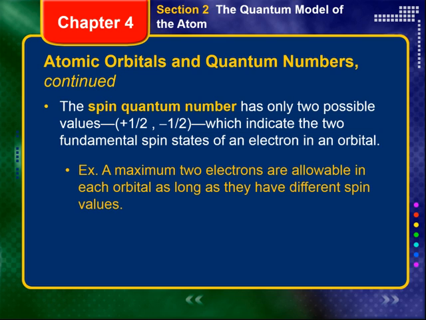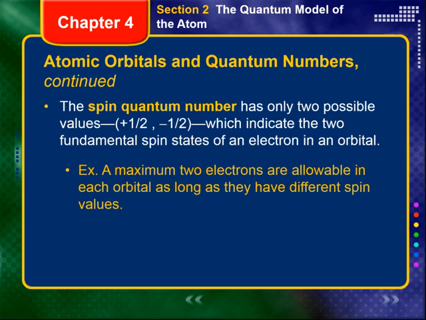The spin quantum number. Like Earth, an electron in an orbital can be thought of as spinning on an internal axis. It spins in one of two possible directions or states. As it spins, it creates a magnetic field.